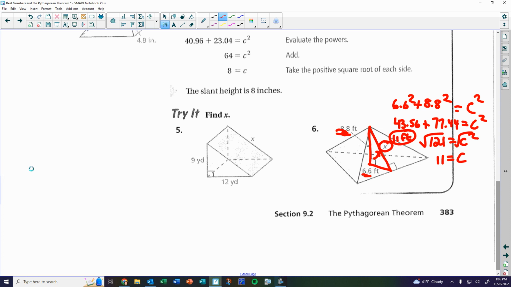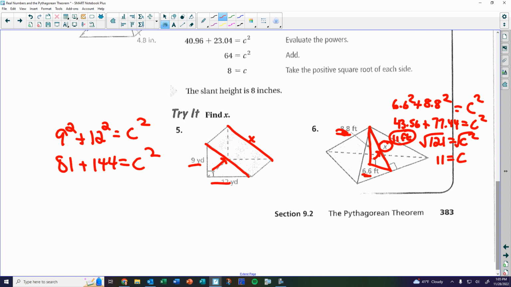All right. So if you notice, they give you this x here. Well, that's the same side here, right? So these are your legs. It's the opposite side of the right angle, which is the hypotenuse. So 9 squared plus 12 squared equals c squared. And 9 squared is 81. 12 squared is 144. When I add them together, 225. And I square root both sides to isolate c. And the square root of 225 is 15. So 15 yards is that diagonal.